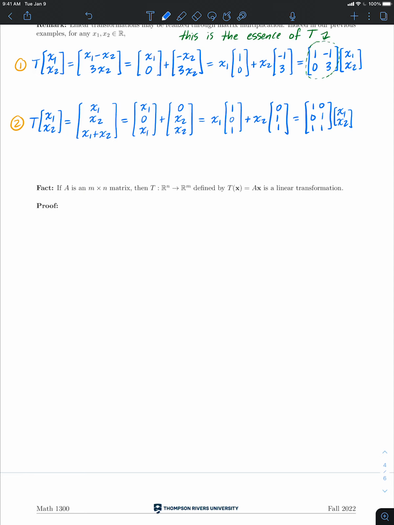Okay, how do you know this is a linear transformation? Let's prove this. And before you groan, you might think, oh man, this is going to be a lot of work.